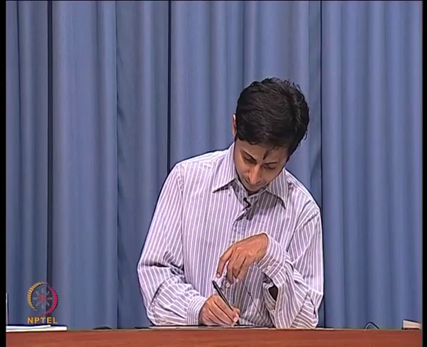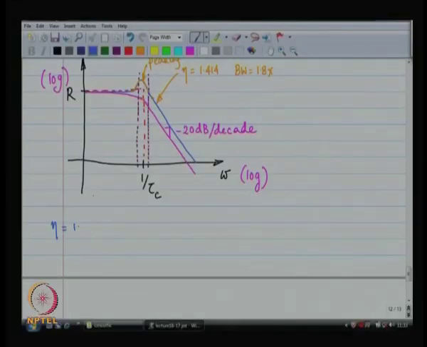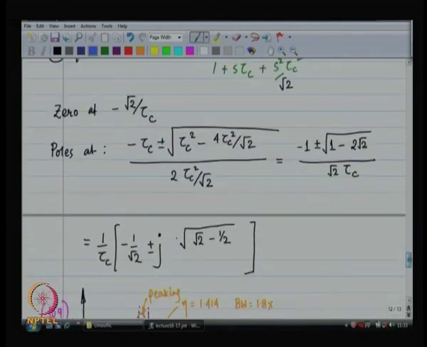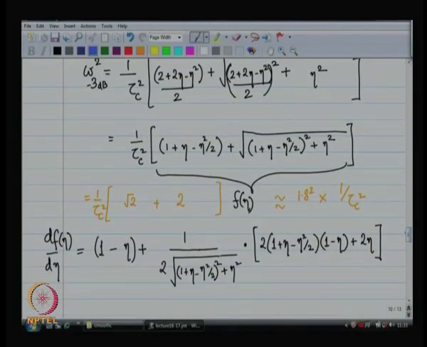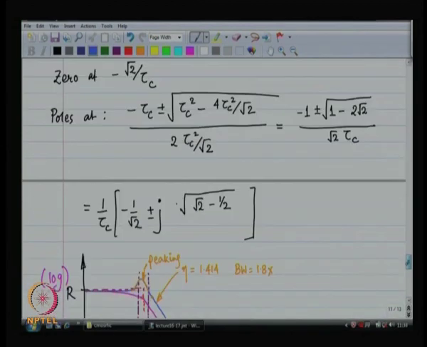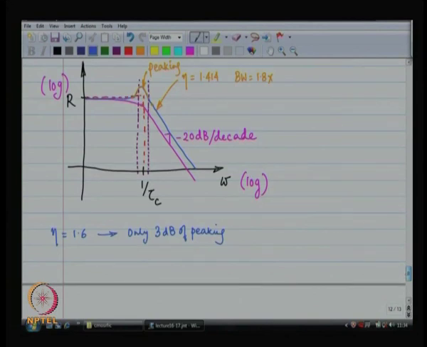One can show that if I increase the value of eta to, let us say, 1.6 or so, then I get only about 3 dB of peaking. If I increase the value of eta even further, remember, you can figure out the value of eta for which you will get any bandwidth enhancement by comparing this quantity f of n to 1. It should be more than 1 for any kind of bandwidth enhancement. I think that number is about 4.